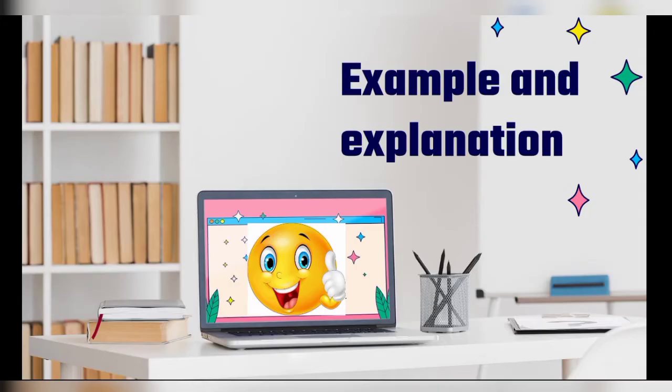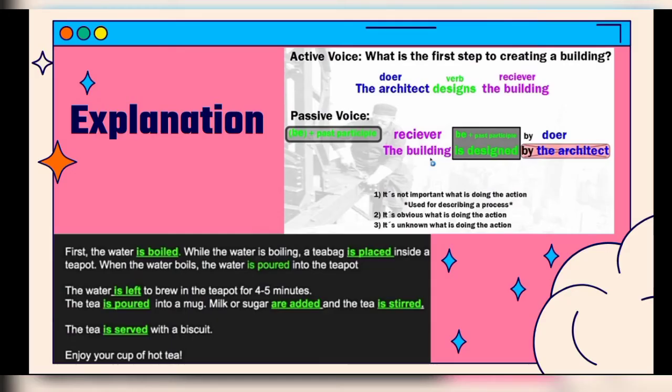So I will explain and give examples to you about passive to describe process. So you already know about passive voice. The form of passive voice is object plus verb to be plus past participle plus subject. But passive voice to describe process, it's not important what is doing the action, when we use it to describe a process. So example, the building is designed. So only have the receiver and verb to be and past participle.